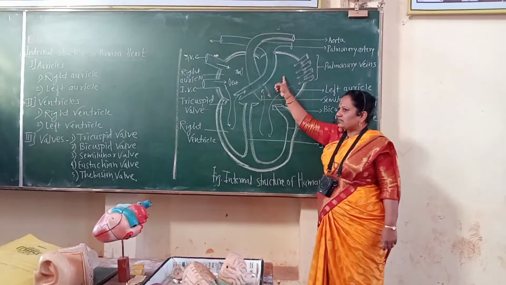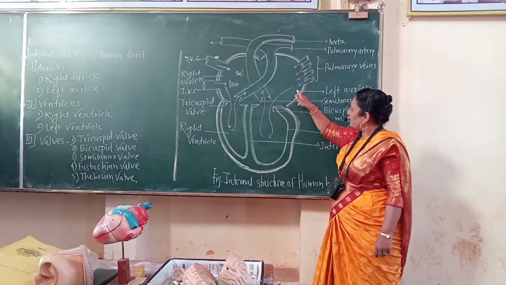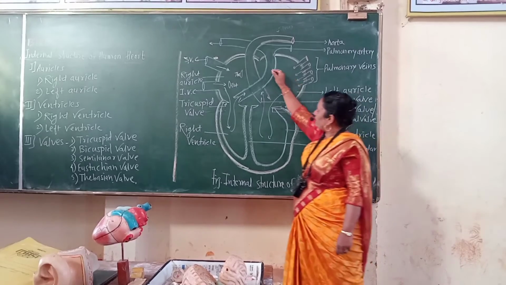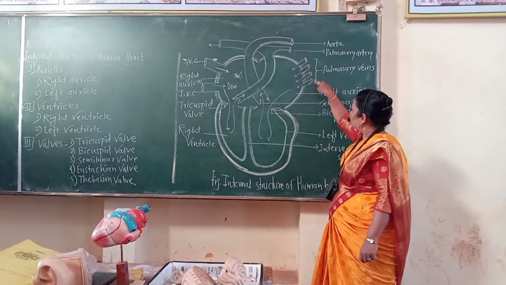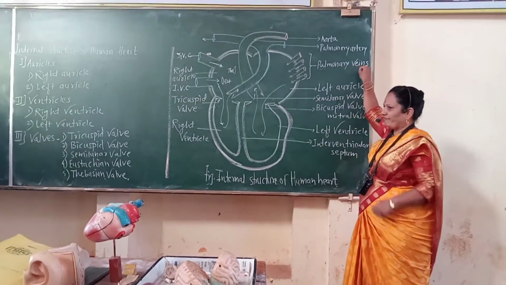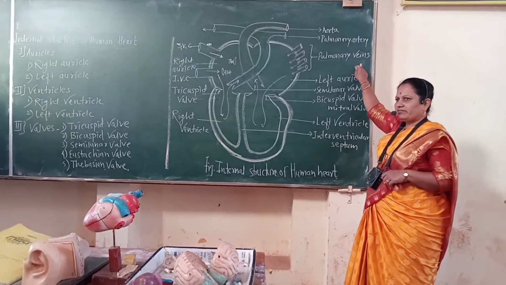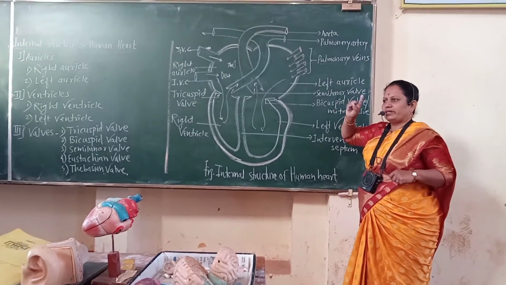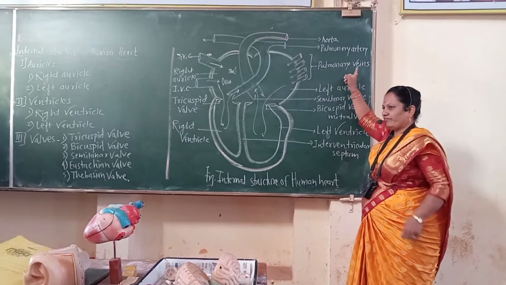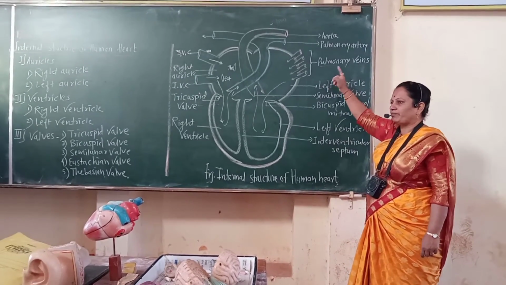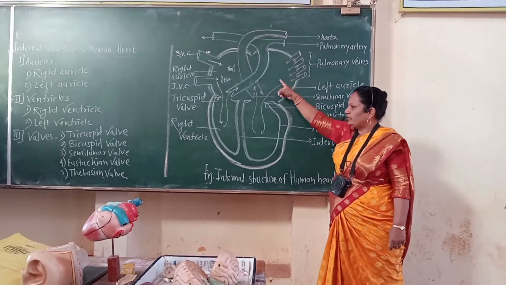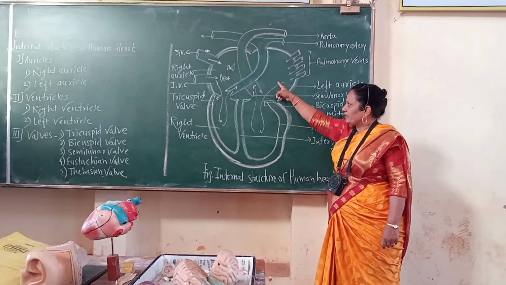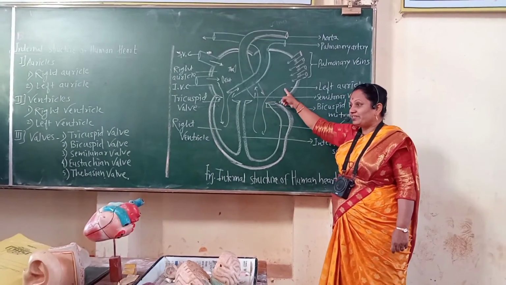Then next, that is the left auricle. Left auricle receives pure blood from the lungs through 4 pulmonary veins. Veins always carry deoxygenated blood, but the exception is only pulmonary veins, which carry oxygenated blood from the lungs and pour it into the left auricle. Auricles are called receiving chambers.